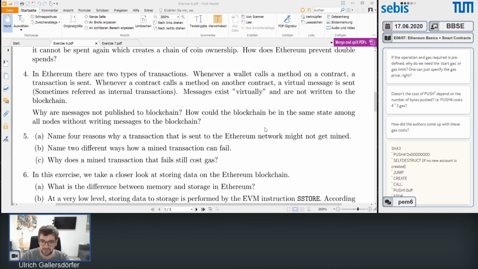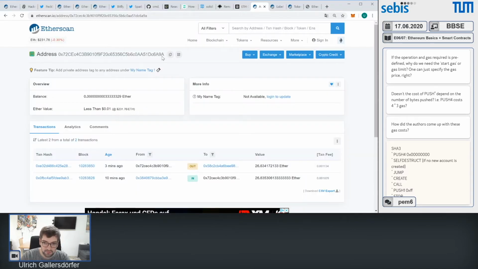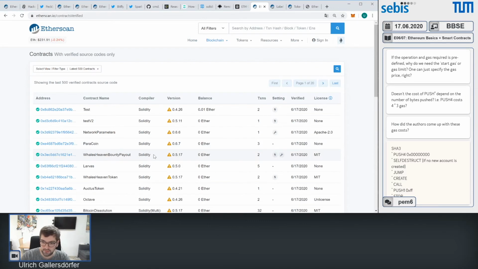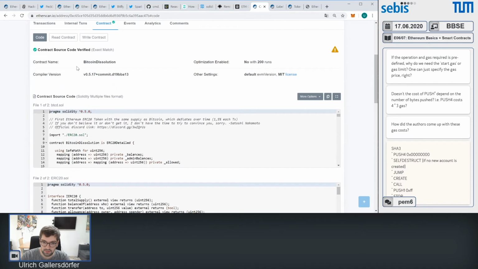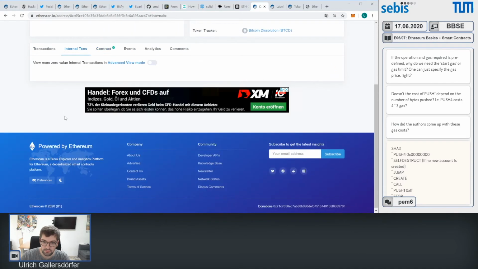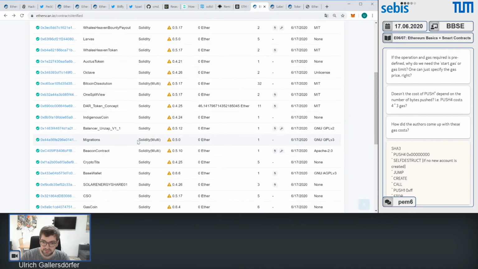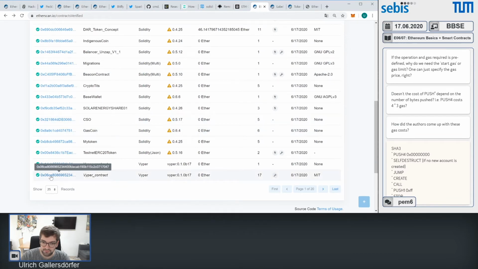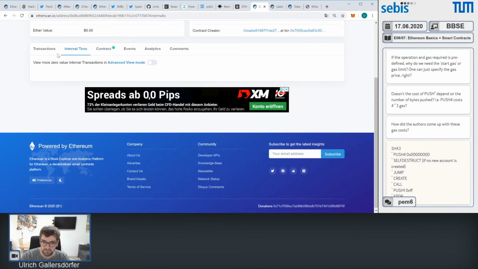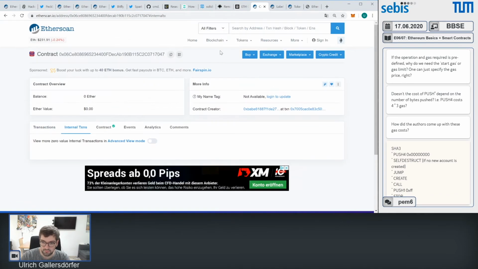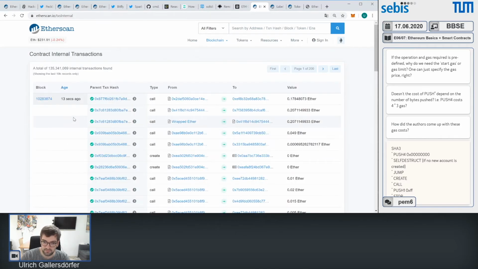And let's see if we find an example here on Etherscan. I have no idea. Okay, no transactions here. I should have prepared some kind of example. There's some kind of, that looks good.